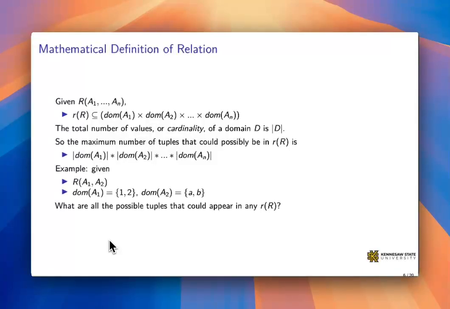Let's look at an example. Let's say we have a relation schema R with attributes A sub 1 and A sub 2, and the domain of A sub 1 is the finite set containing 1 and 2. And the domain of A sub 2 is the finite set containing A and B. What are all the possible tuples that could appear in any relation conforming to schema R?